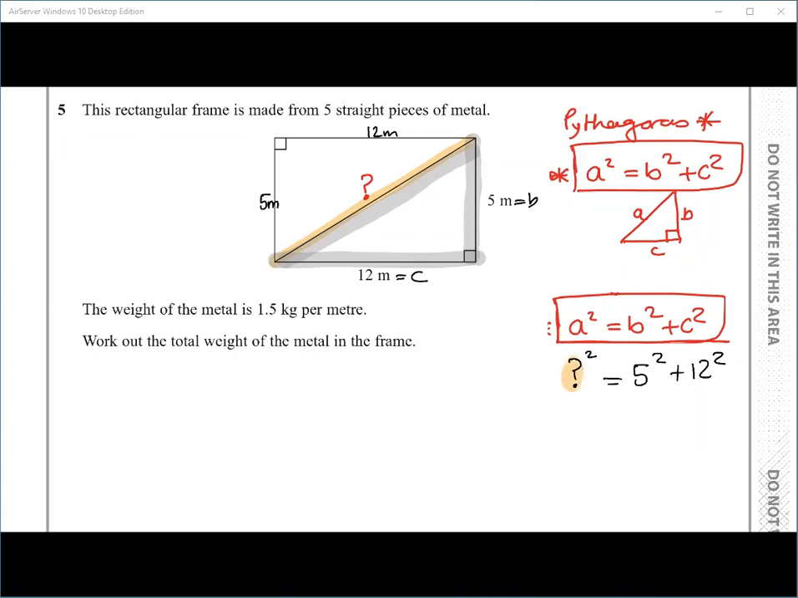Remember, we want to work out this length here. We don't want to work out the length squared. What do we do with the squared? Root it. We take it to the other side, and it becomes a root. So we have, let's get back to black, the question mark is equal to the square root of 5 squared plus 12 squared.